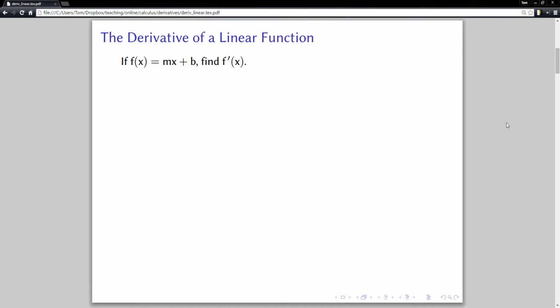So even though we're going to use the definition here, this is probably the last time at this point in the course where we'll use the limit definition. There's the limit definition I'm talking about, the limit as h goes to 0 of f of x plus h minus f of x over h, and we are going to use that to compute the derivative of this linear function. Remember, the graph of a linear function is a straight line, and m is the slope of the line, and b is the y-intercept of the line. You might recognize this as slope-intercept form from your algebra classes.